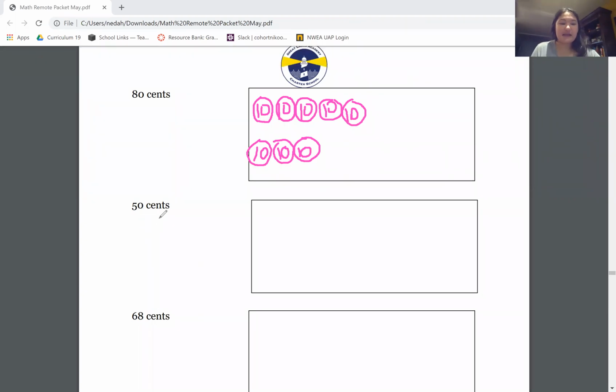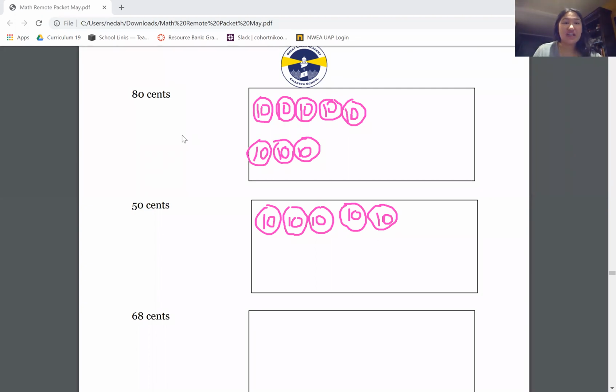Let's go on to the next one. 50 cents. Pause and draw 50 cents using only dimes. Let's see who got it. We have 1, 2, 3, 4, 5 dimes. How many tens are also in the number 50? That's right, 5 tens.